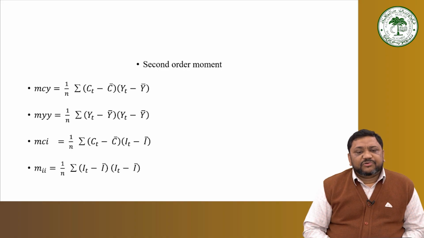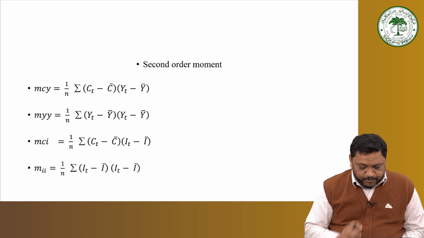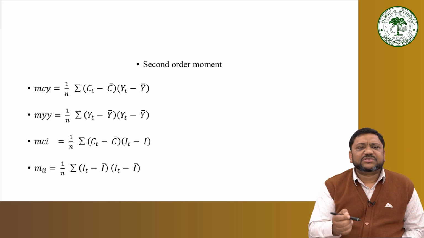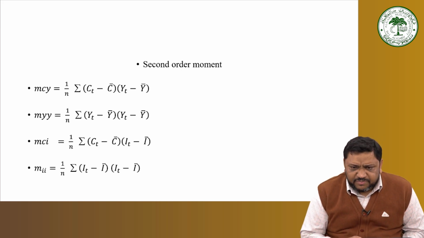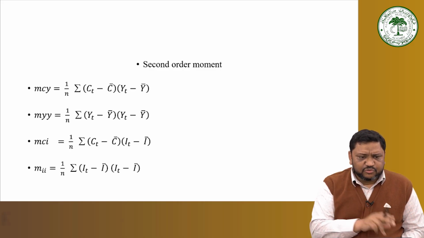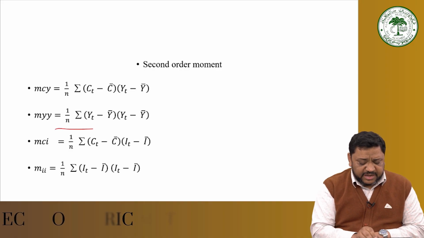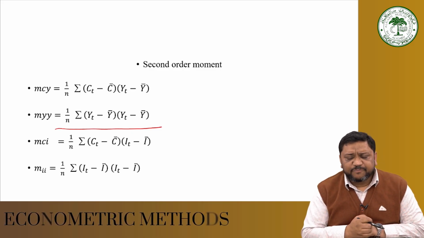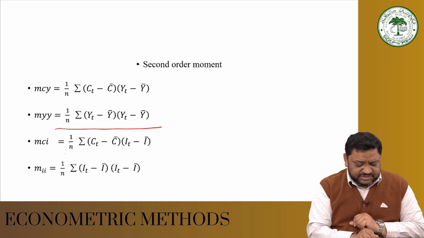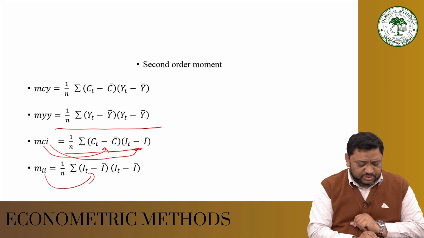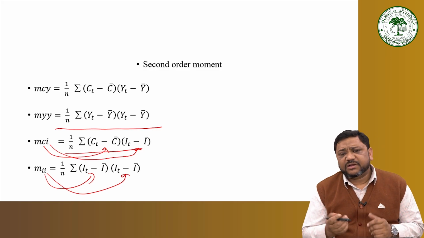Now we come to the realm of second order moments. Now what we write? We write mcy is equal to 1 upon n summation ct minus c bar, yt minus y bar. And just like myy, here there are two y's only, so this is defined as 1 by n summation yt minus y bar multiplied by yt minus y bar. So here similarly we have mci, here small c is written like this, small i is written like this, and here it is mii. So small i, and this is also it minus i bar, it minus i bar.